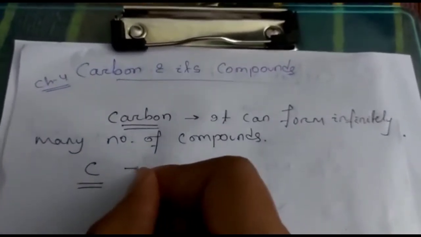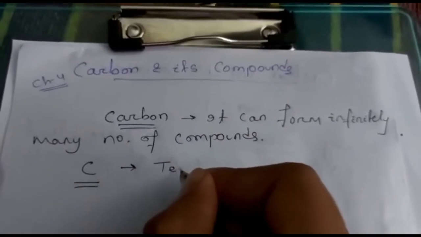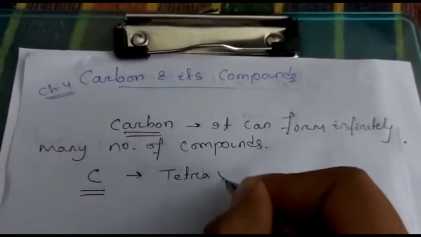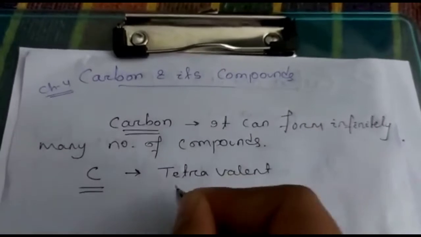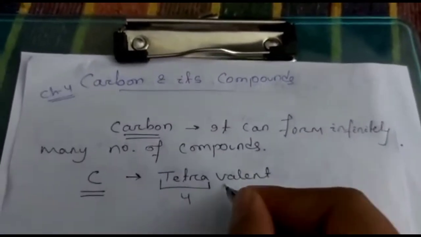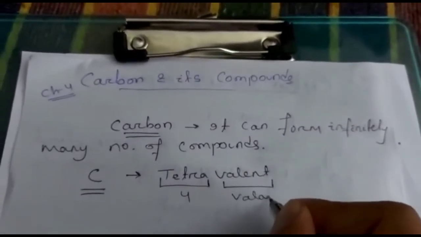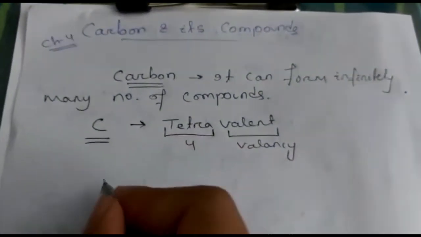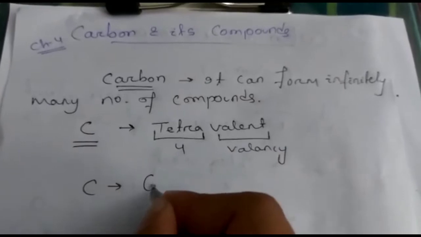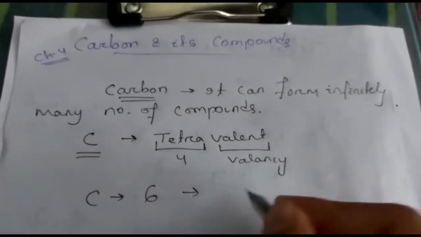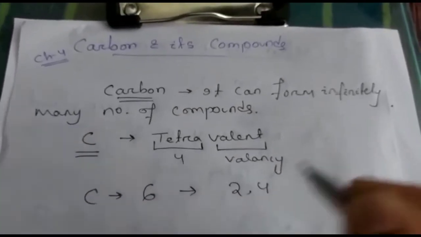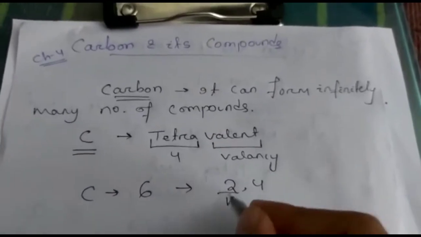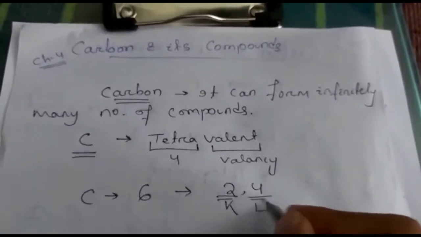The first property of carbon is tetravalent. Tetra means 4, valent means valency. Okay, how it is tetravalent we have to see. The atomic number of carbon is 6 and the electronic configuration is 2, 4. In the K cell 2 electrons, in the L cell 4 electrons.